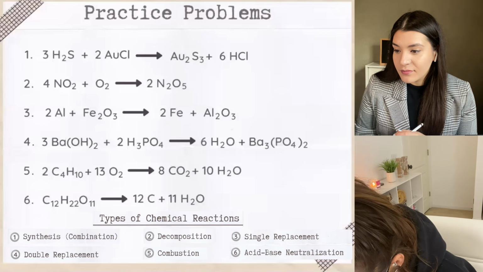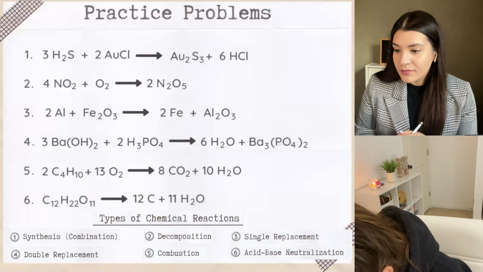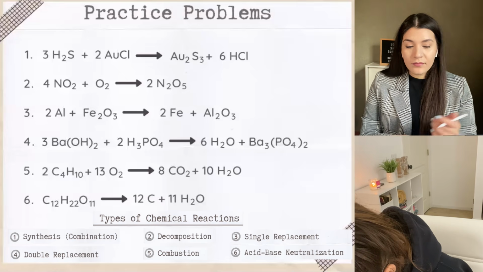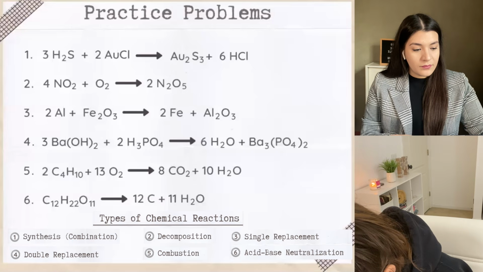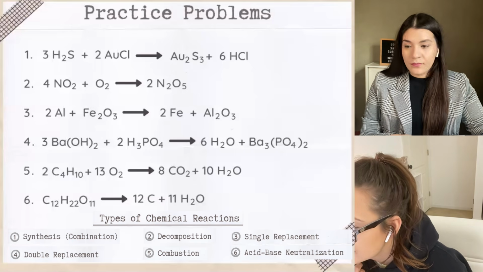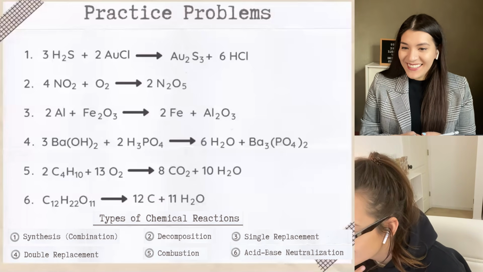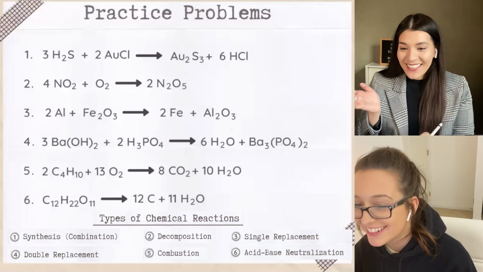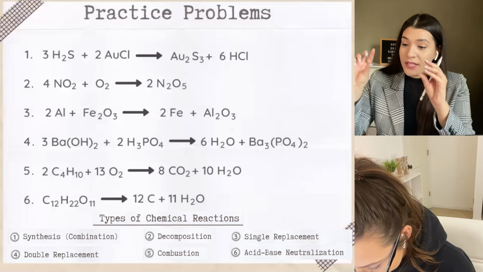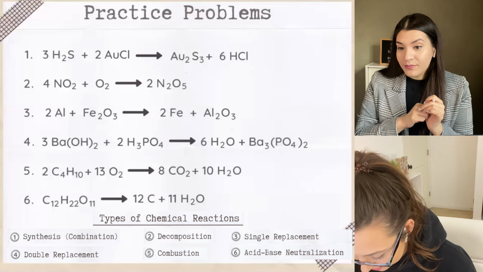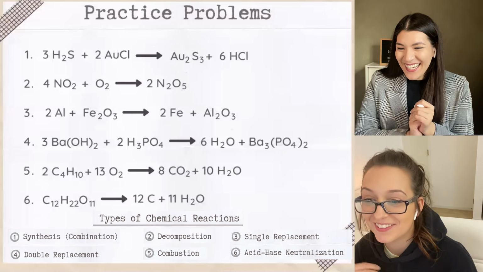So this first one has this plus this. I think this is double replacement? Good. Yeah, it is. Perfect. Because we have two compounds that are basically swapping with each other to form two new compounds. So that's double replacement. That was the hard one, in my opinion.